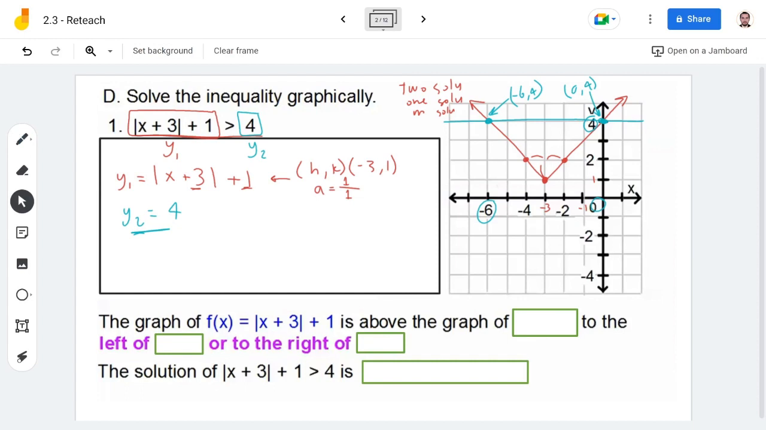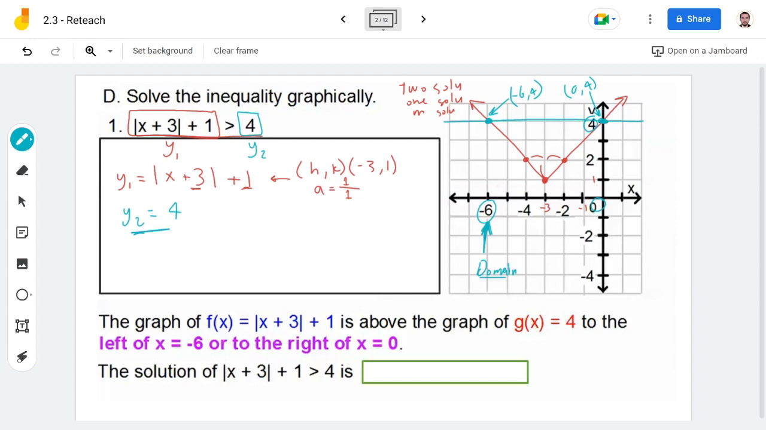Now, let's answer the question here. The graph of f of x equal to the absolute value of x plus 3, plus 1, is above the graph of g of x to the left, which is x equal negative 6, and to the right, which is x equal 0. Now if you look at my solution, let's start from negative 6. If you remember the domain, we always start from left to right.